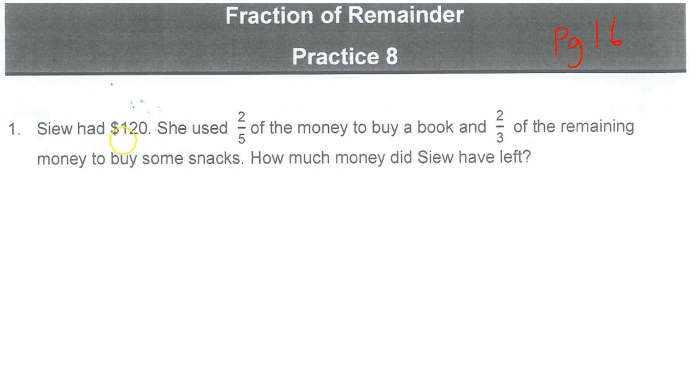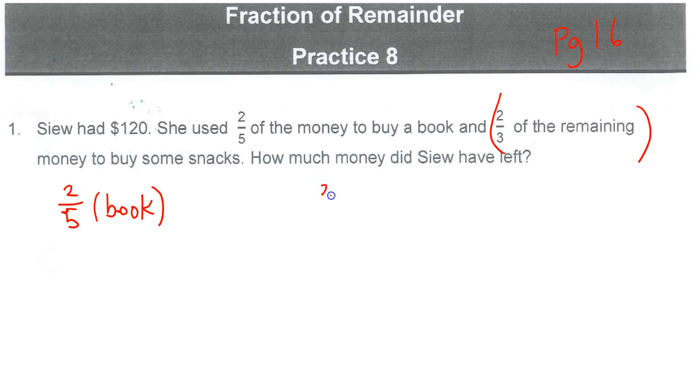Sue had $120. She used 2/5 of the money to buy a book. So English tells me this. I have 2/5 and this 2/5 was being used to buy a book. 2/3 of the remainder. Now this sentence here sounds very familiar, isn't it?